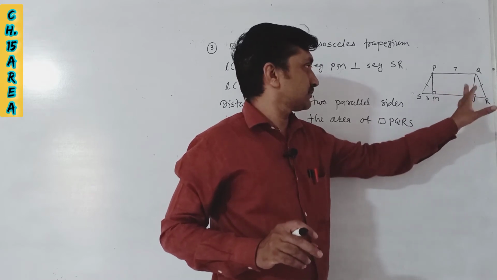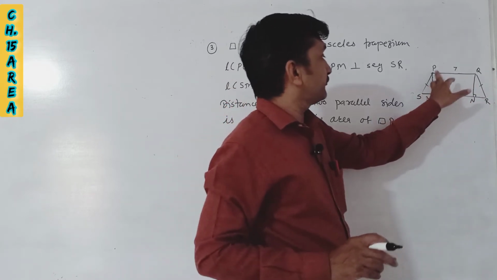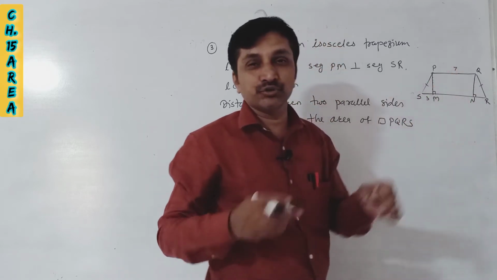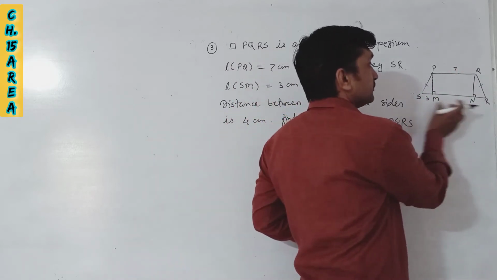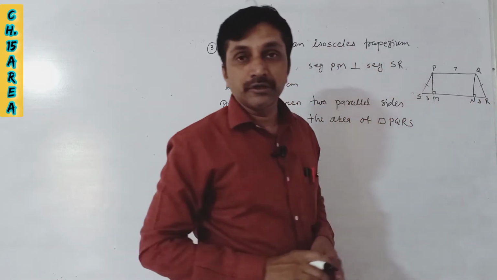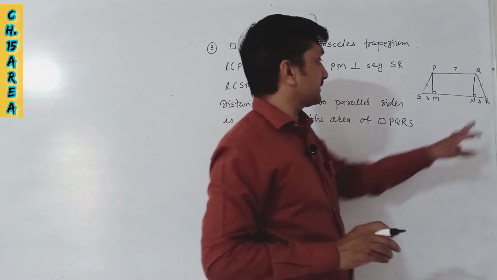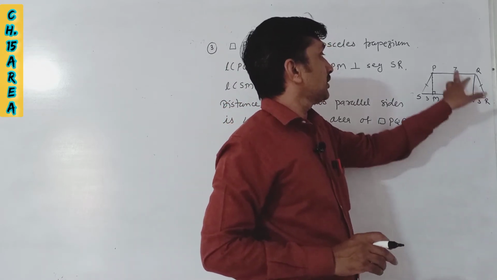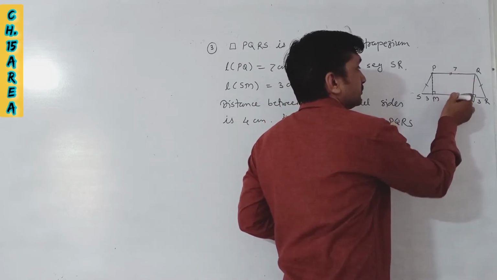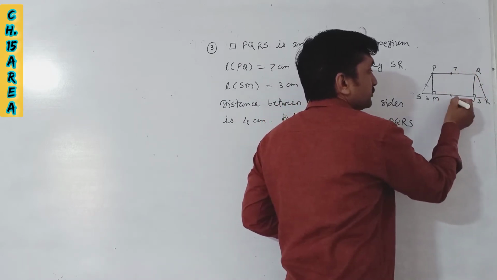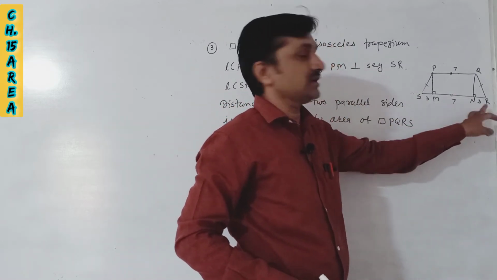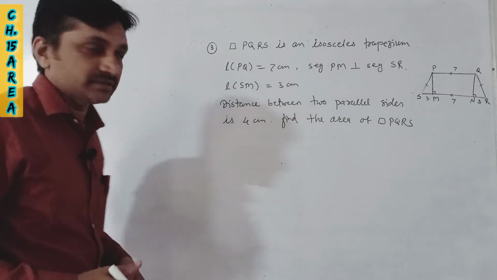Heights are always the same. And if PM is height, QN is height, and this is an isosceles trapezium, then SM is equal to NR. We get here SN is equal to NR, same. And here PQ is equal to MN. It is a rectangle now, this one. If PQ is 7, then MN is also 7. And by adding these 3 segments, we get SR, the second parallel side.